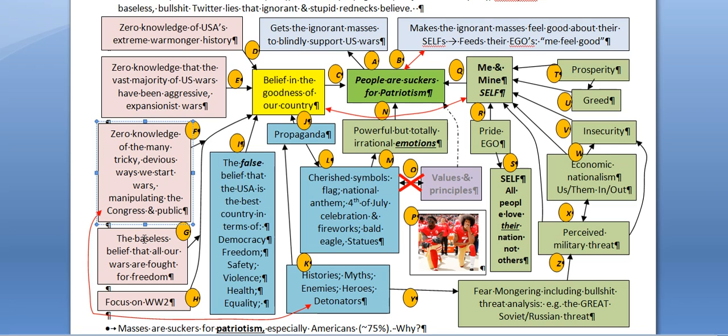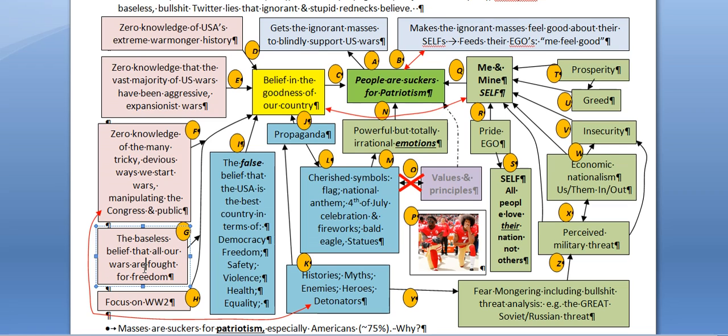Two, the baseless belief that all our wars are fought for freedom. I tell you what, you ask people, hey, why do we fight our wars? Everyone says for freedom. Nearly everyone. Only a few people say for profit. That's rare, though. The vast majority of people, the knee-jerk response that comes to their mind is, oh, we fight for freedom. Why? Because that's a propaganda that's been fed to them.